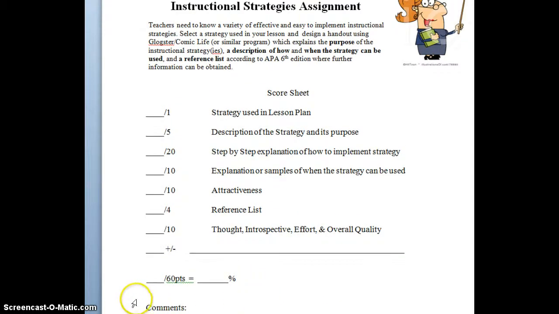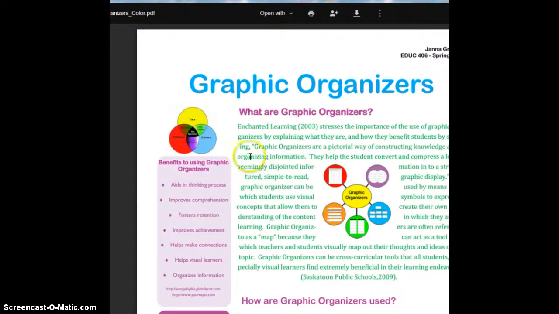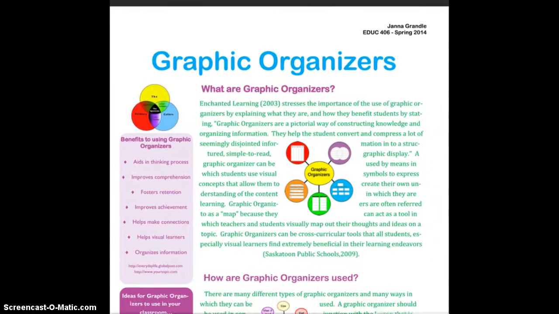I'm going to give you a few examples here. So you can find these examples in our classroom under the About tab. So scroll down and you'll find instructional strategy samples. These are 2 really strong examples. The first one here is on graphic organizers. Let me move this over for us. All right, there we go.